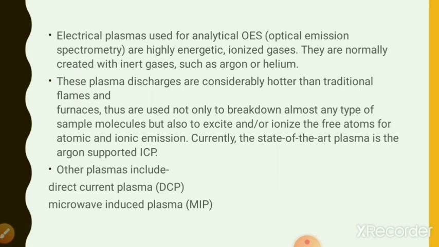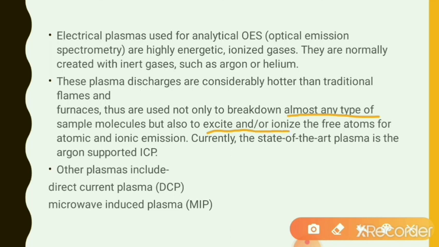These plasma discharges are considerably hotter than traditional flames and furnaces and are used not only to break down almost any type of sample molecule but also to excite or ionize the free atoms for atomic and ionic emissions. Currently, the state of the art plasma is the argon-supported ICP, that is inductively coupled plasma. The plasmas also include direct current plasma and microwave-induced plasma. In further lectures, we will discuss these in detail.